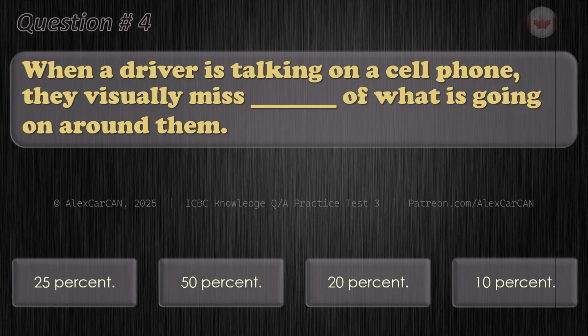Question number 4. When a driver is talking on a cell phone, they visually miss of what is going on around them: 25%, 50%, 20%, 10%. The correct answer is 50%.